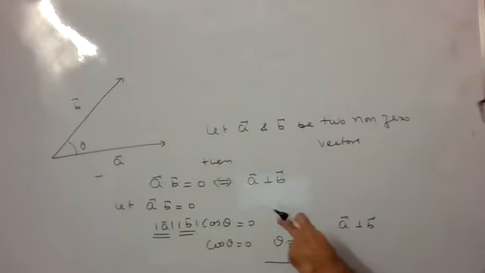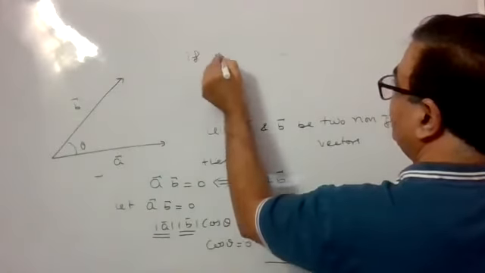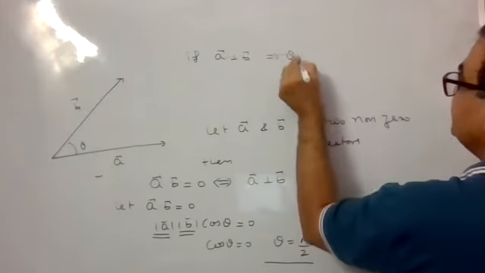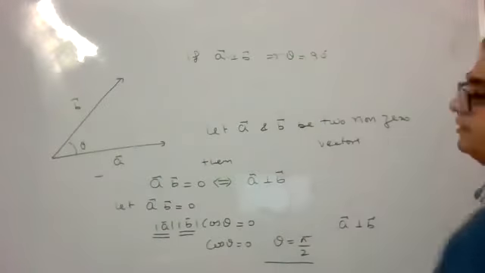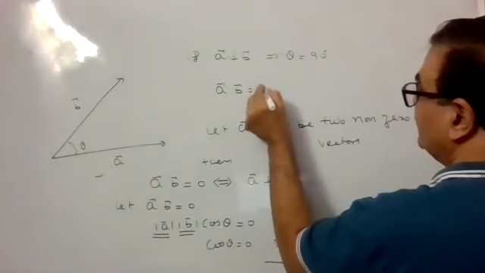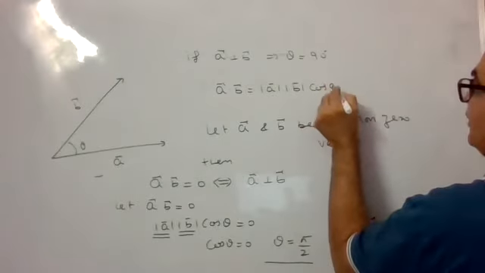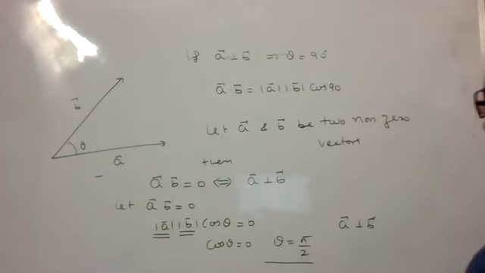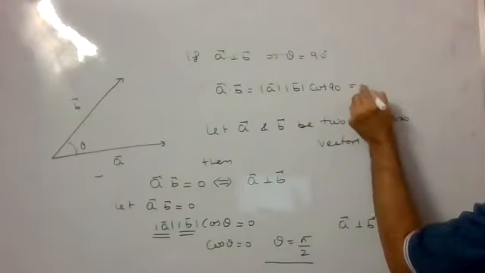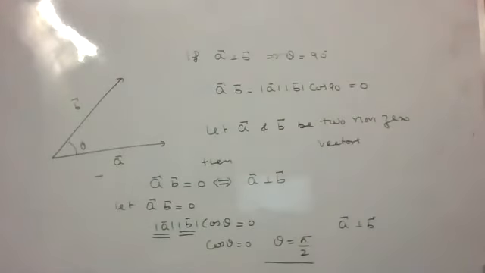That is, if I take A is perpendicular to B. If A is perpendicular to B, what does it mean? This implies theta comes out to be 90. Then when you take A dot B, what will it come to? Magnitude A, magnitude B cos of 90. Magnitude A cannot be 0, magnitude B cannot be 0, cos 90 has to be 0, so we will get 0. So if A is perpendicular to B, then the dot product is coming 0.